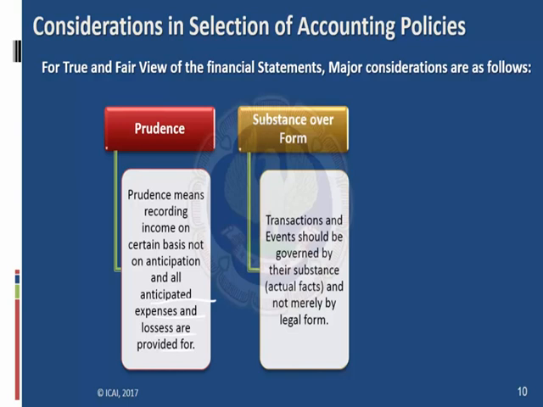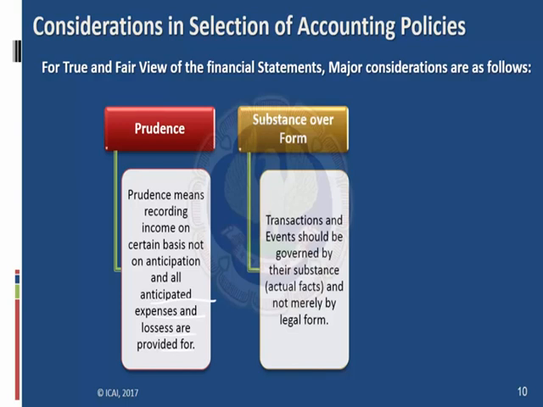Let me give an example. Entity A has sold a land to entity B at a price of 50 lakhs with a condition that it will buy this land back after 3 years at a price of 55 lakhs, and entity B does not have any right to sell this land to anyone else. So it has made a contract with entity B.